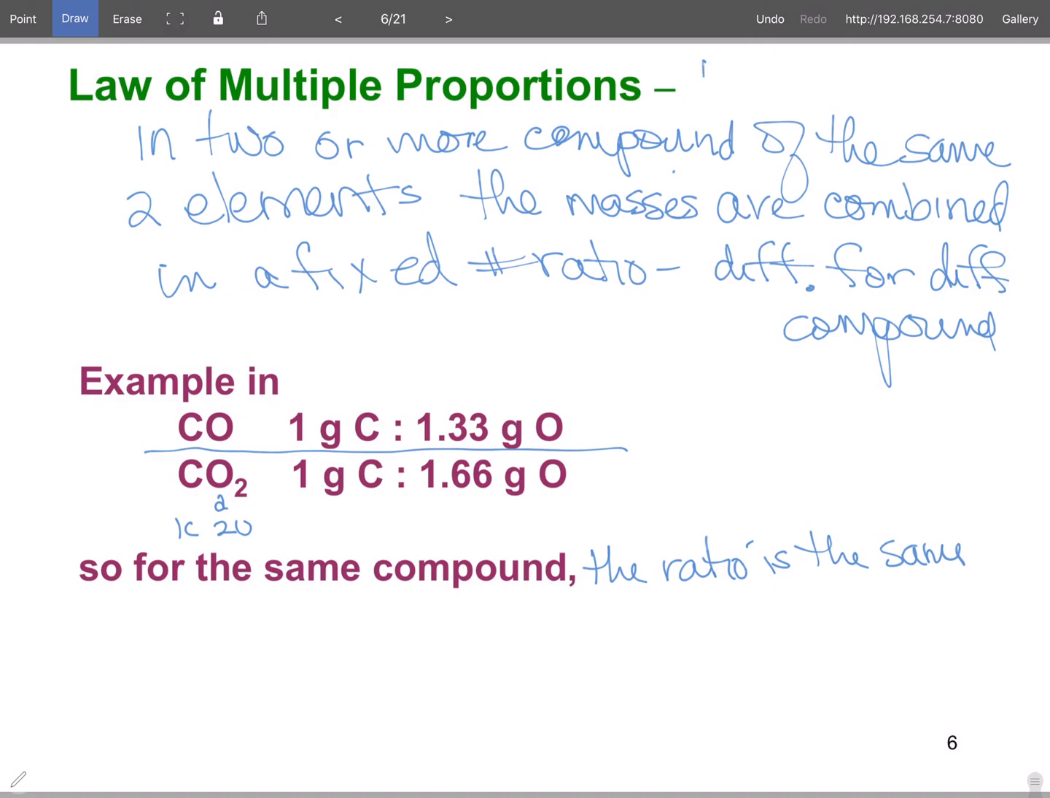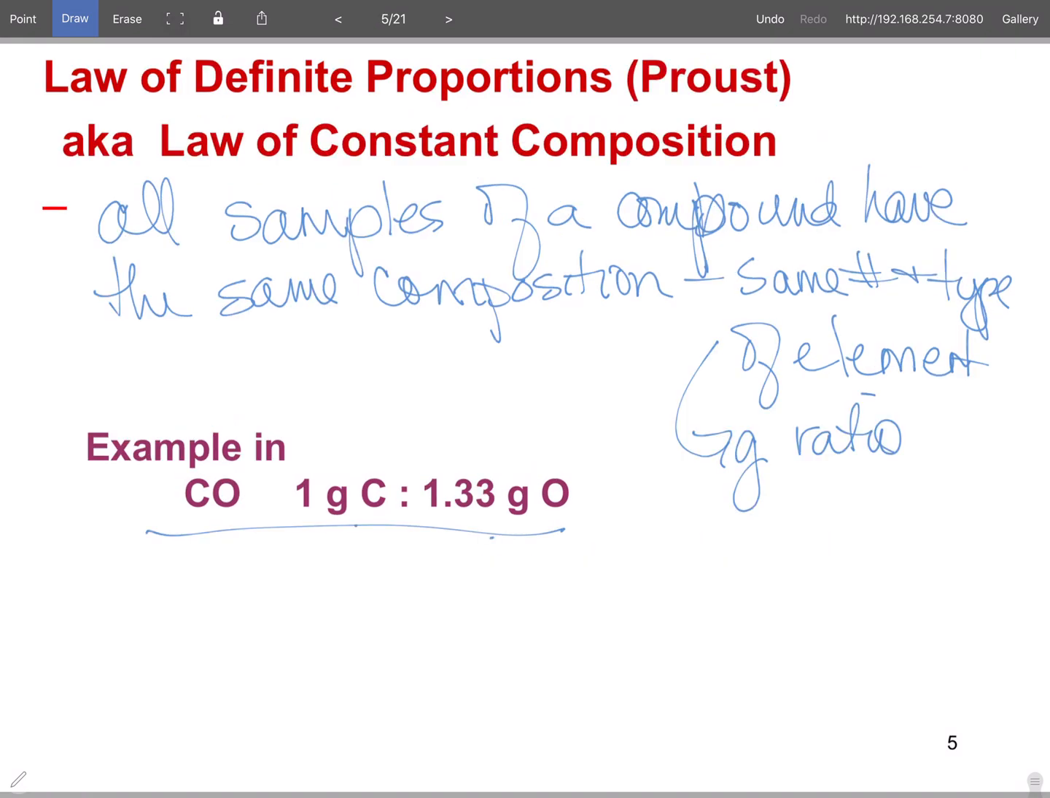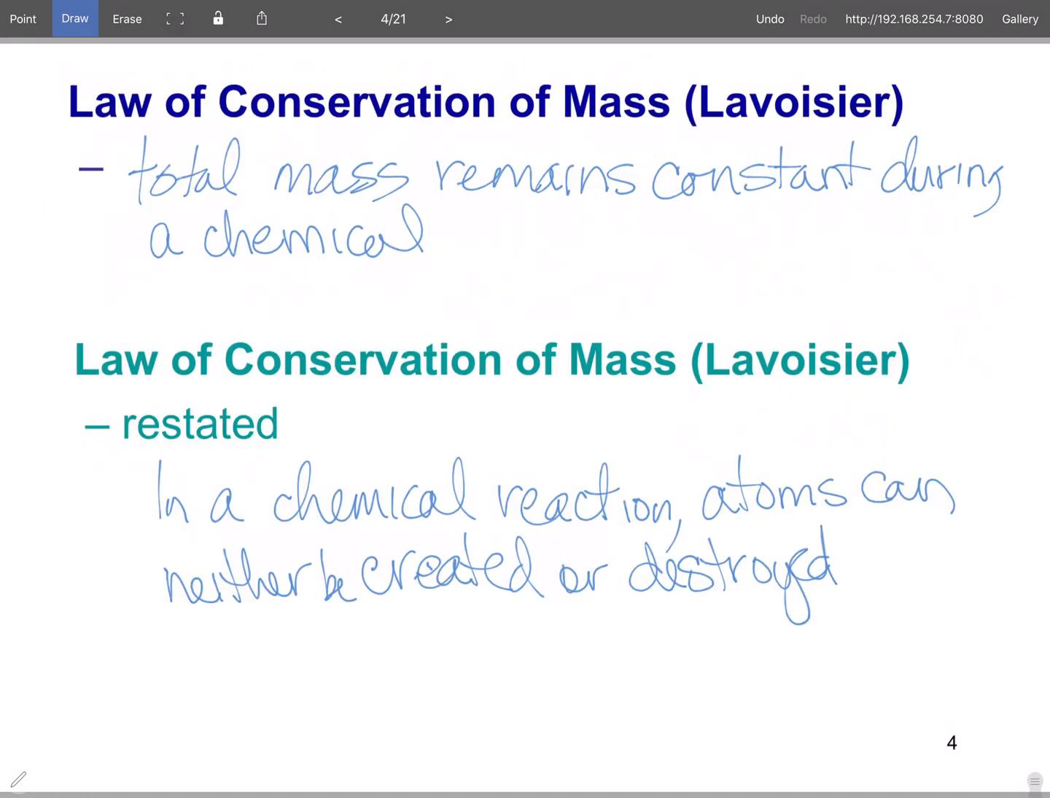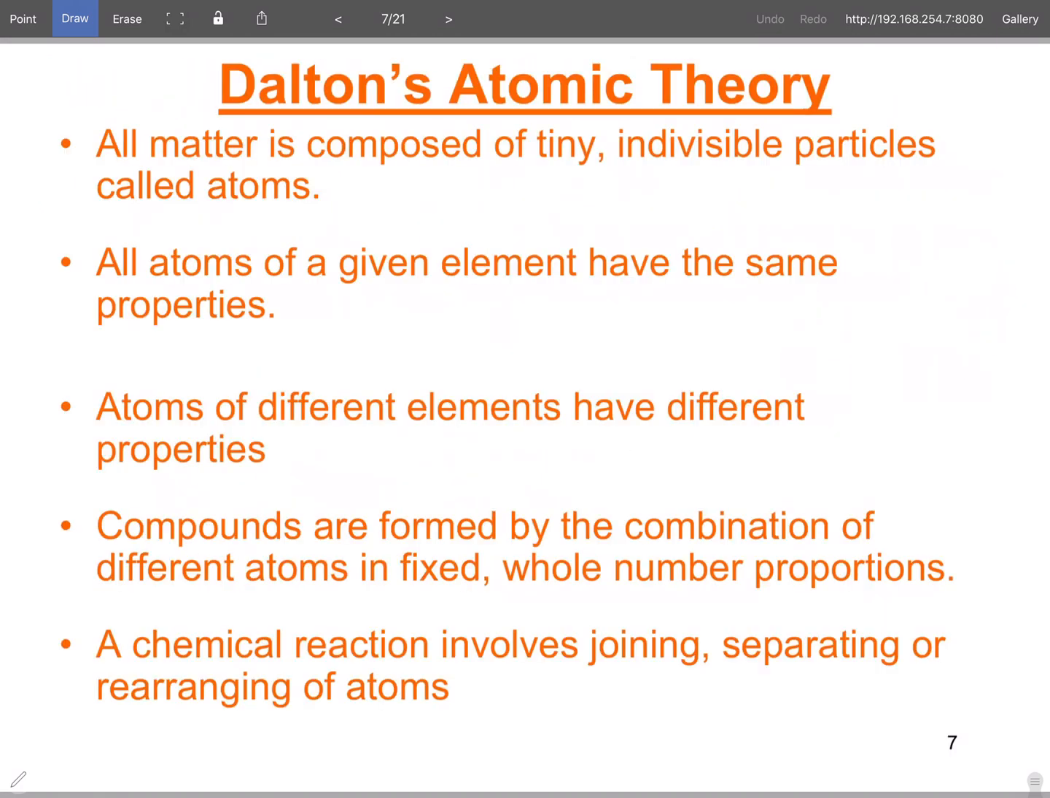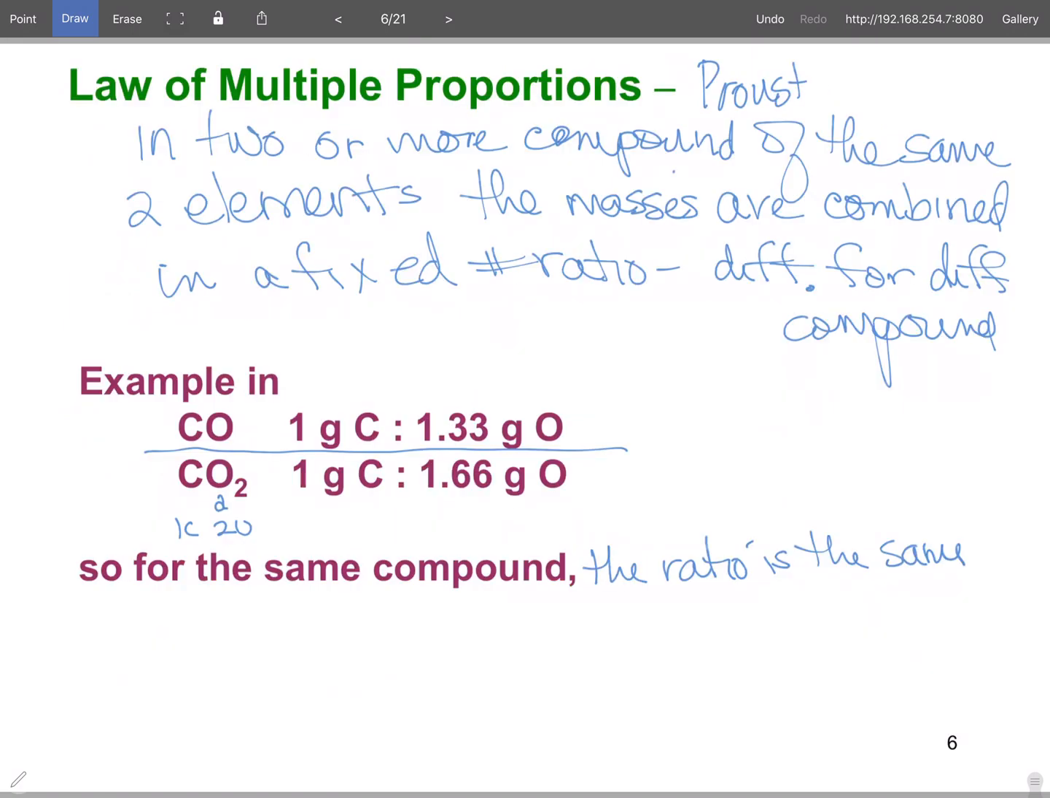So we had Proust's law of multiple proportions, and the first law was Lavoisier. And let me go back and put that in. There's Lavoisier, because at some point in time on this test, you may be asked to identify people and what they contributed. You don't have to worry about the dates. I put the dates in so that you have a frame of reference, but worry about the names.